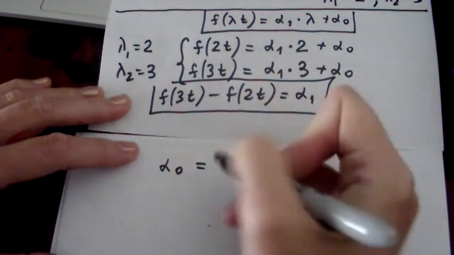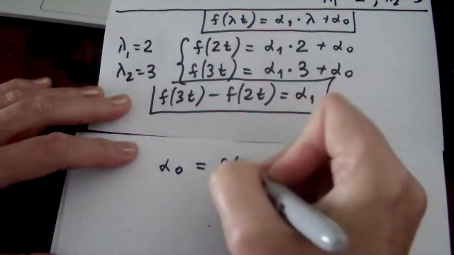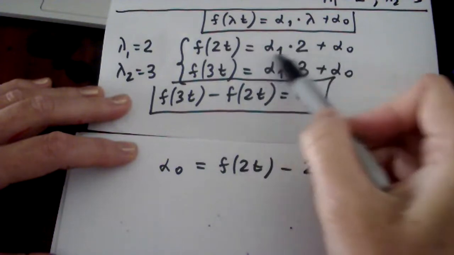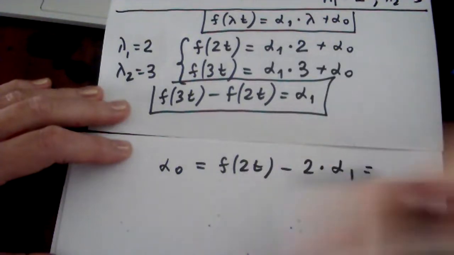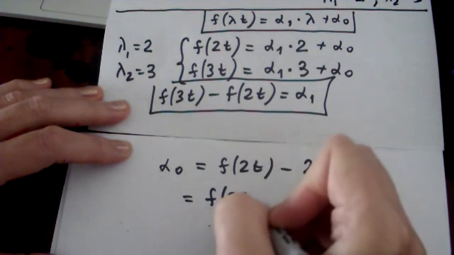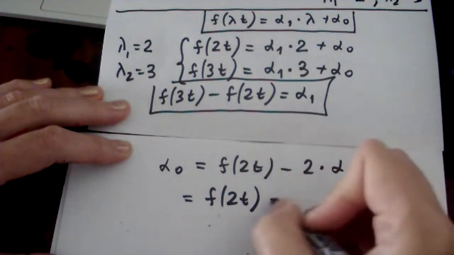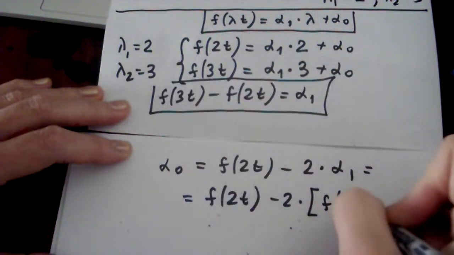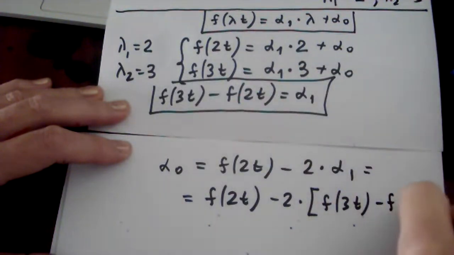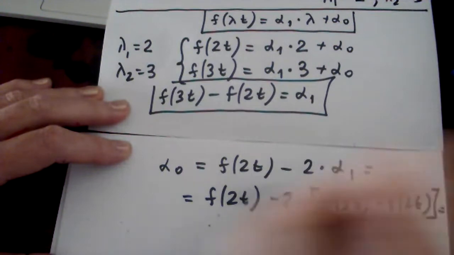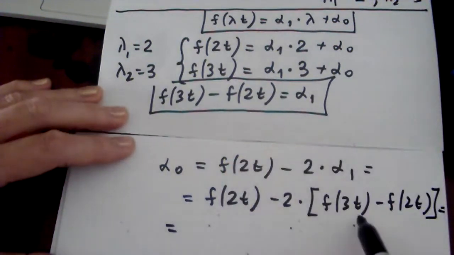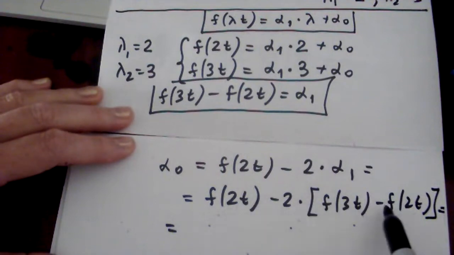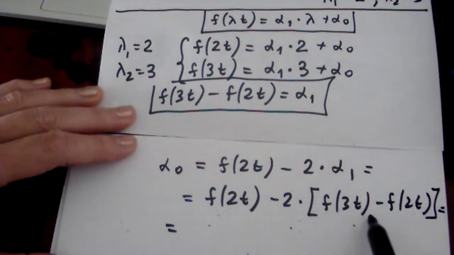Okay, so let's look at the first equation. We can express alpha 0 from here. It will be f of 2t minus 2 times alpha 1. So I just expressed alpha 0 from here. Okay, f of 2t gets copied. And now we can substitute alpha 1 here, which we just calculated: f of 3t minus f of 2t. And now it's time to do a little bit of simplification, but I don't think it's a big problem for you. If you perform this multiplication, and if you find like terms, you will discover that we got what?